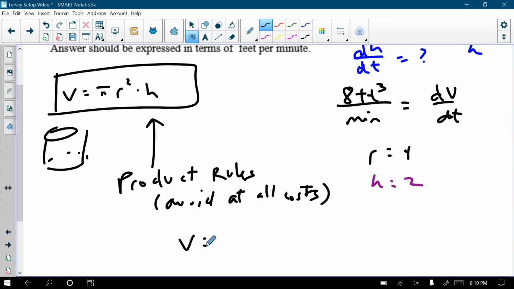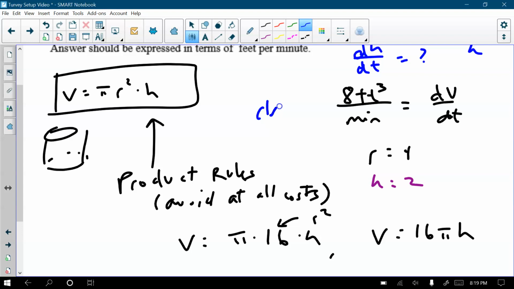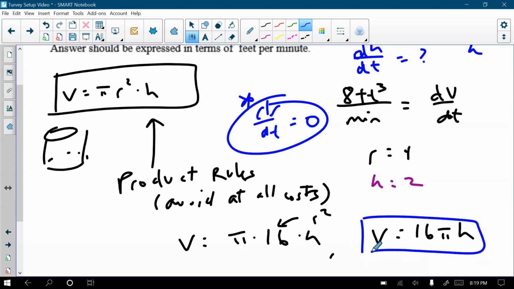The volume equals pi times 16 times h. 16 was r squared. So now my volume is 16 pi h. Why is this better? Because my radius doesn't change when I fill something up. Only the height changes, which means that dr/dt here is actually equal to 0. So now I have a much better equation that relates my volume and height, and I can take the derivative and solve for what they're looking for.